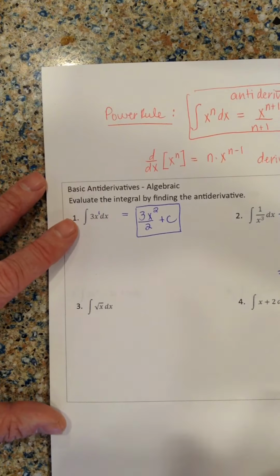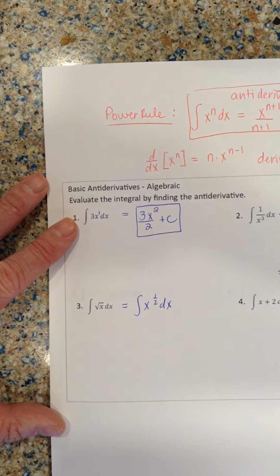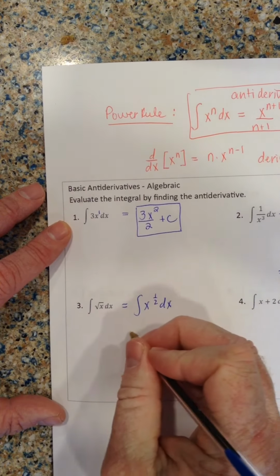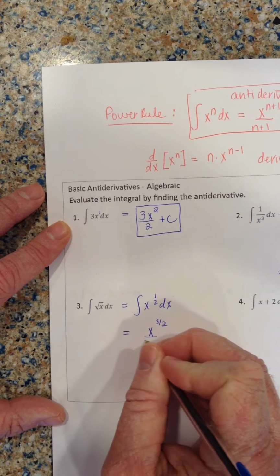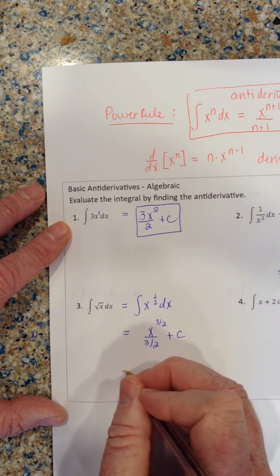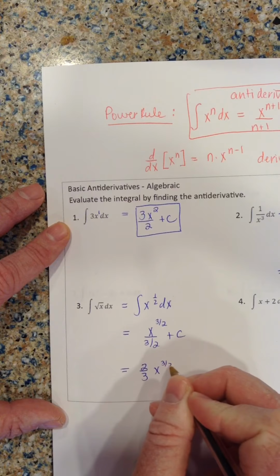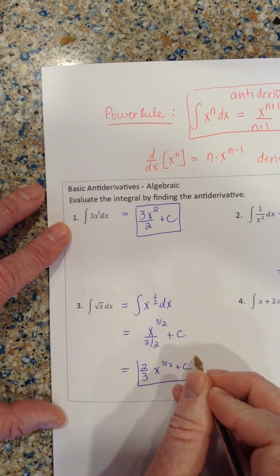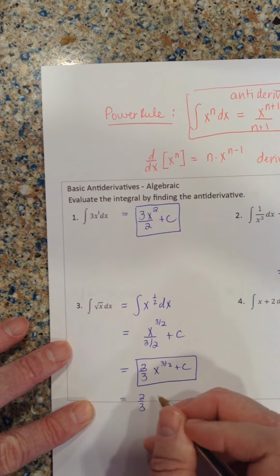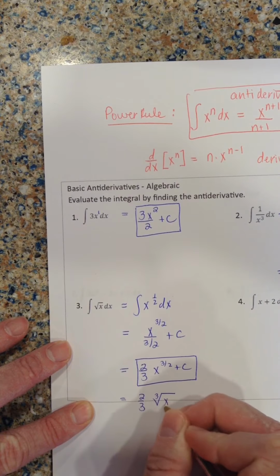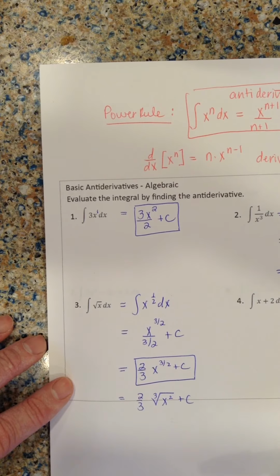So now number 3, I'm going to rewrite this one: x to the 1/2 dx. Again, that's algebra, not calculus. And now I'm going to take the antiderivative, I'm going to add 1 to the power and get x to the 3/2, divide by my new power and add c, my constant of integration. I'm going to rewrite that 2/3 x to the 3/2 plus c. And you might also see that as 2/3 the cube root of x squared plus c, of course, which is just how you deal with radicals and rational exponents.